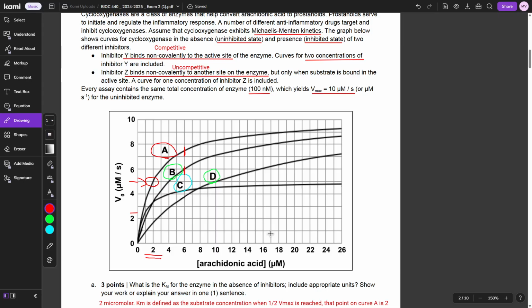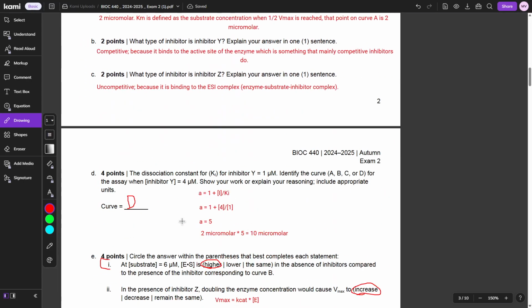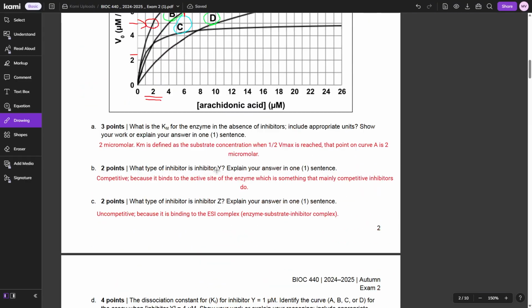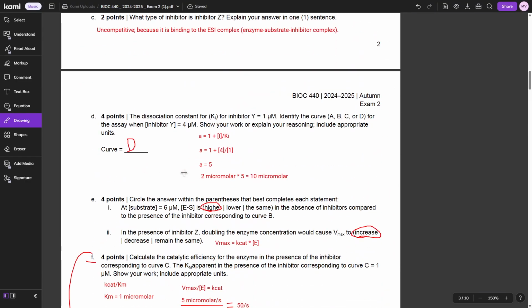And then there's another one, literally the question right after that, F. So where do you get that 5 micromolar? Yeah, no worries, you're fine. So basically, the Vmax is the half Vmax? Well, no, that's different.